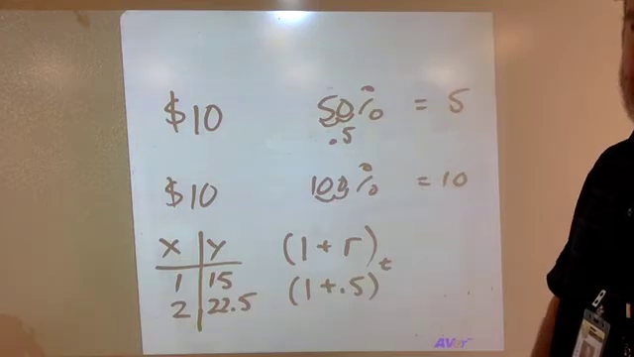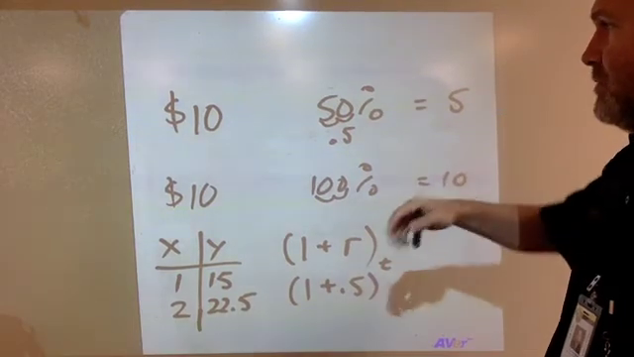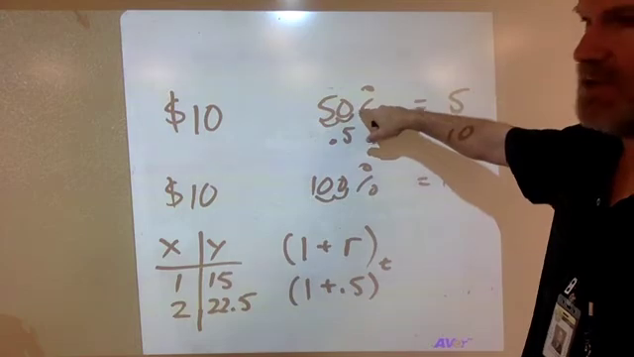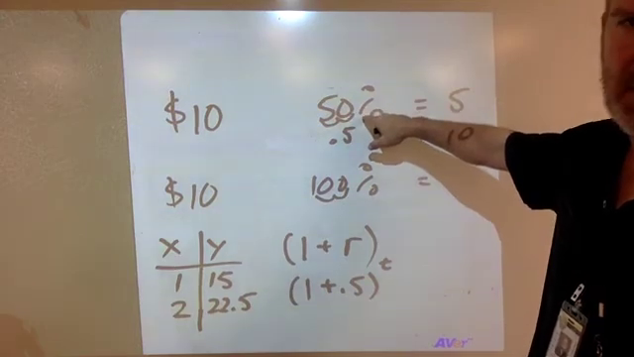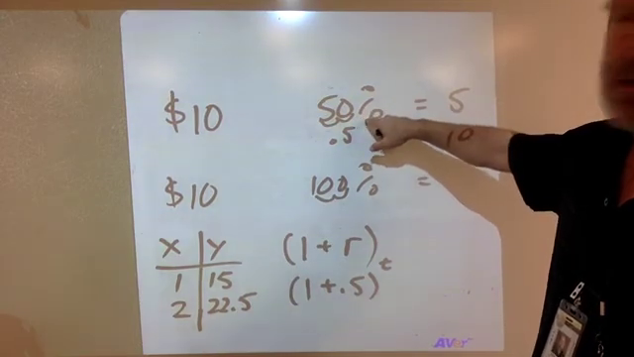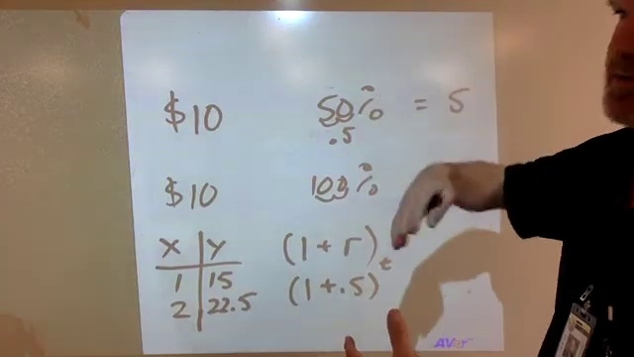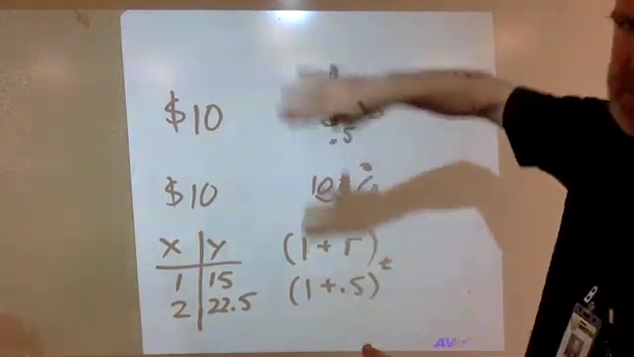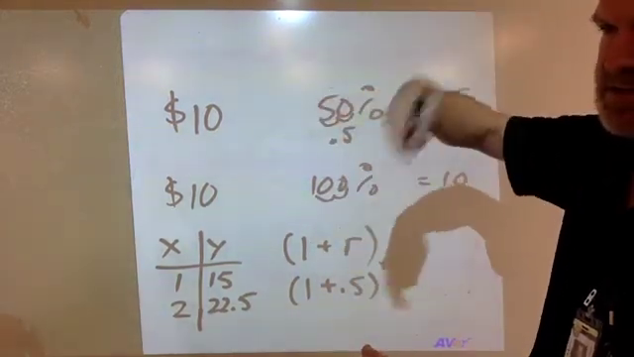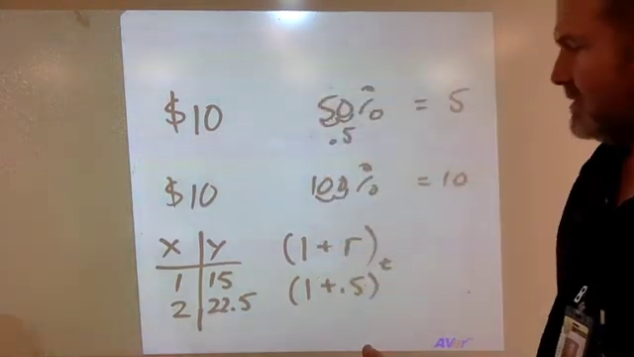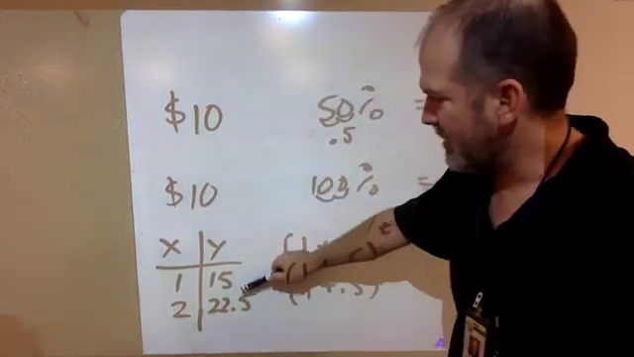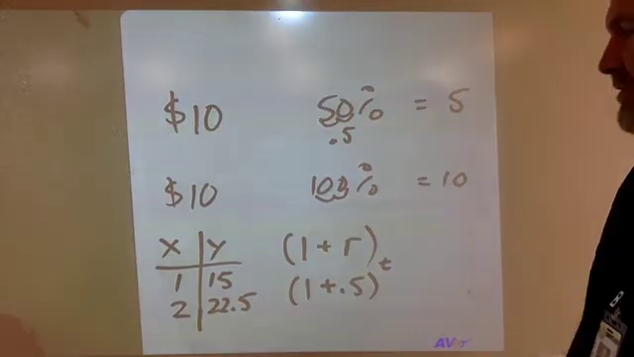So you can see after 2 years, you more than doubled your money, but you're only making a 50% interest rate. It's called compounding interest. It grows exponentially, so it goes up real fast. You're not just doubling your money every year. So it's a little bit harder to find the equation from a table in a problem like this.